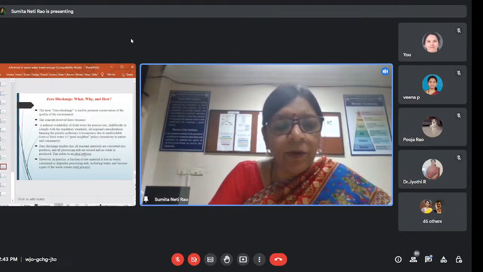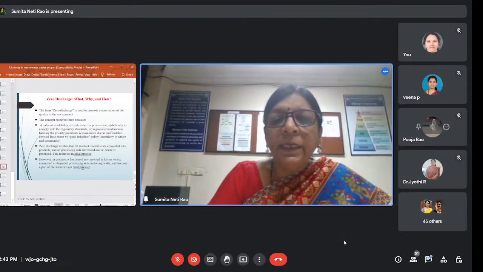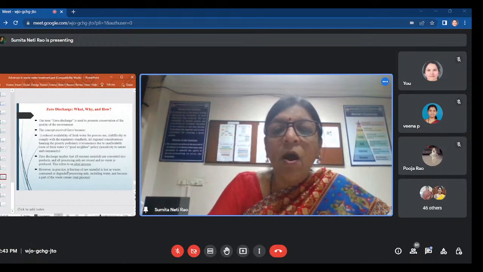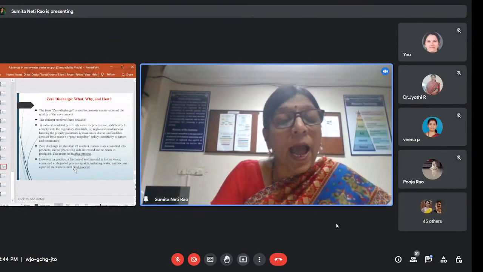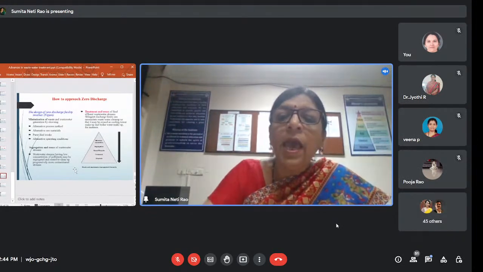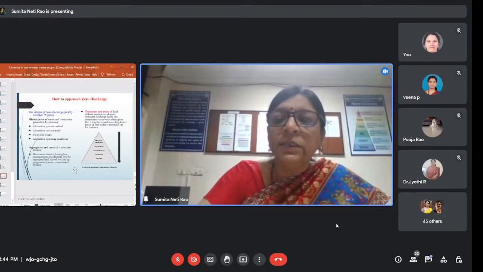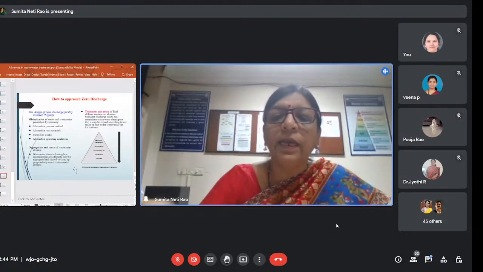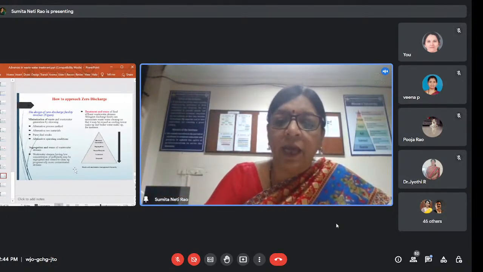Actually, this is the ideal process, but normally a real process is different. In a real process, a fraction of raw material is lost as waste or consumed or degraded, and processing aids including water become a part of the waste stream. So normally it is a real process; an ideal process is difficult. And how to approach zero discharge, you will see in the diagram, and it will be very clear what the design of a zero discharge facility involves.